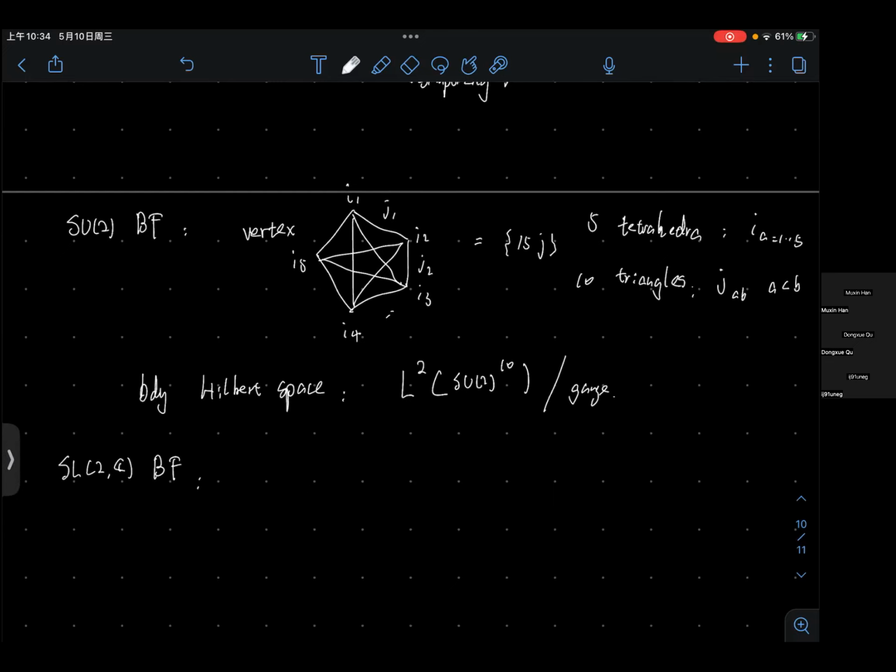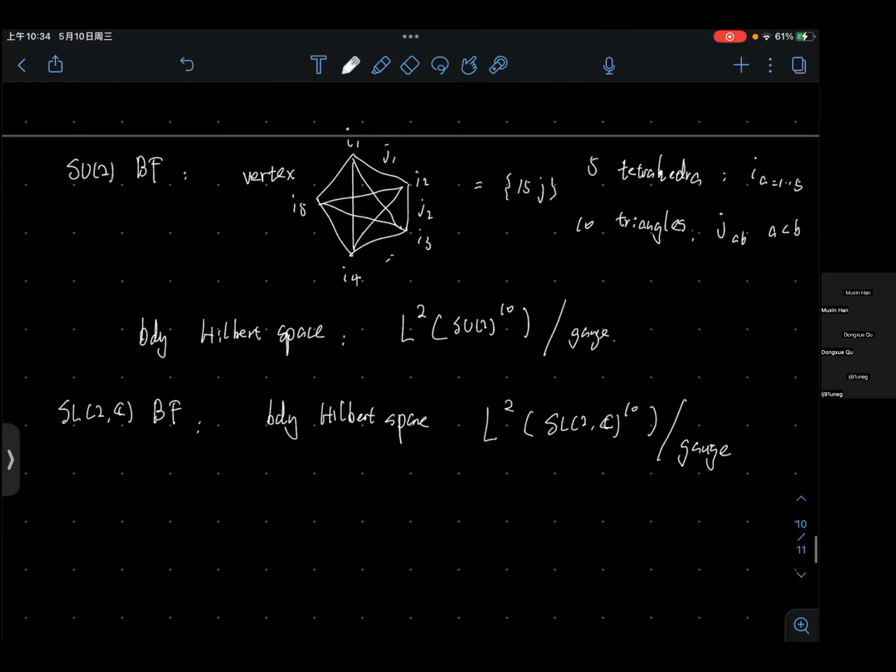And then the boundary Hilbert space is no longer the L2 space of SU2, but the L2 space of SL2C. So the boundary Hilbert space is just L2 of 10 copies of SL2C modulo SL2C gauge transformations. So these are again spin network states, but the difference is that now it is a spin network state of SL2C, not SU2.